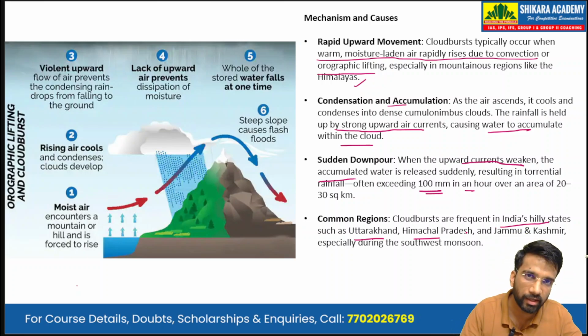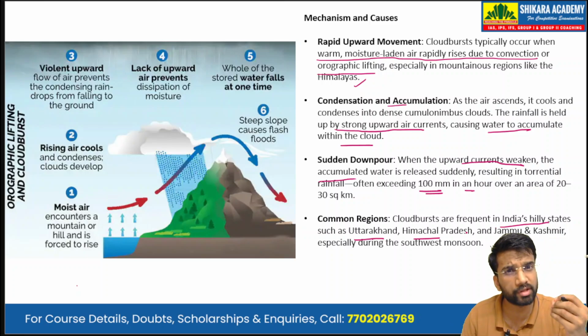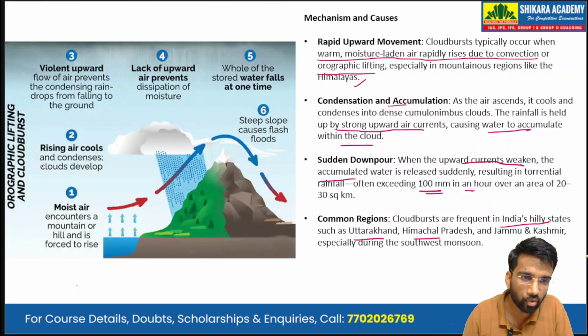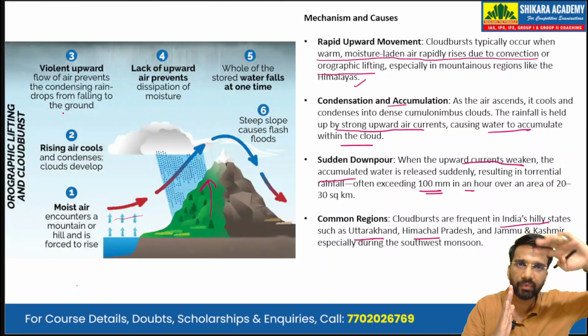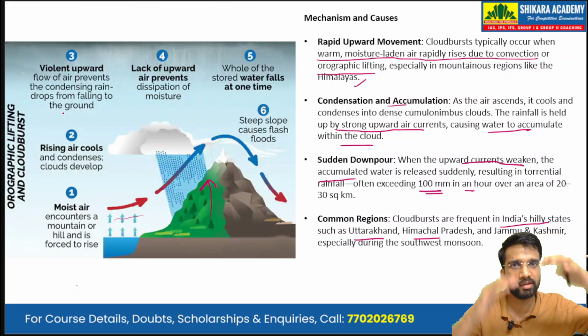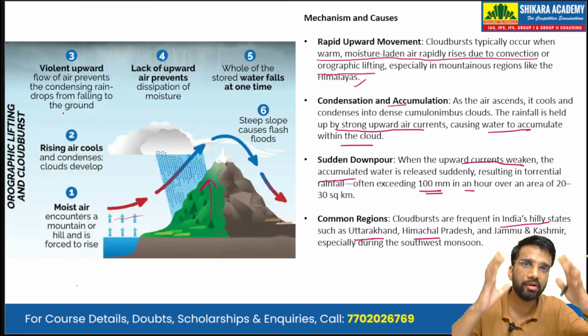If we can make a schematic diagram, it will fetch us a few extra marks and give us an edge over the others. So how are orographic lifting and cloudburst related? The moist air encounters mountains and hills while traveling and is forced to rise. The rising air then cools and condenses, and because of the condensation, clouds develop. Now, the violent upward flow of air prevents the raindrops from falling to the ground. So the upward warm air prevents the downpour from the cloud.